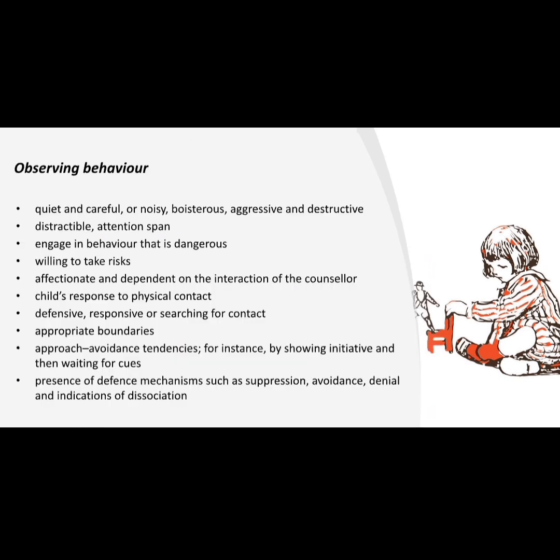So, while observing the behavior, we have to note down whether the child is quiet and careful, or noisy, boisterous, that means very impulsive, aggressive and destructive, distractible, or what the attention span of the child is. Then whether the child is engaging in any dangerous behavior, or is willing to take risks. All these traits can be visibly seen in ADHD and ASD children.